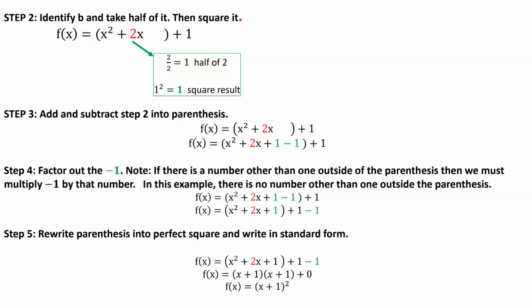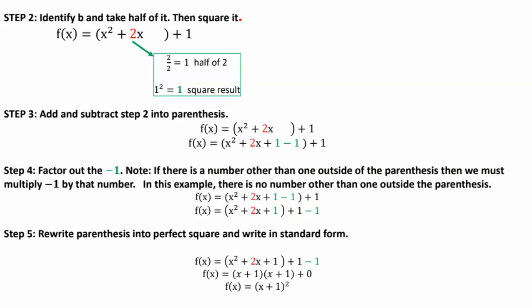So now what this means is that our x squared plus 2x plus 1 is a perfect square. This can be rewritten as x plus 1 times x plus 1. And these two terms are identical, so we can write them as x plus 1 squared.